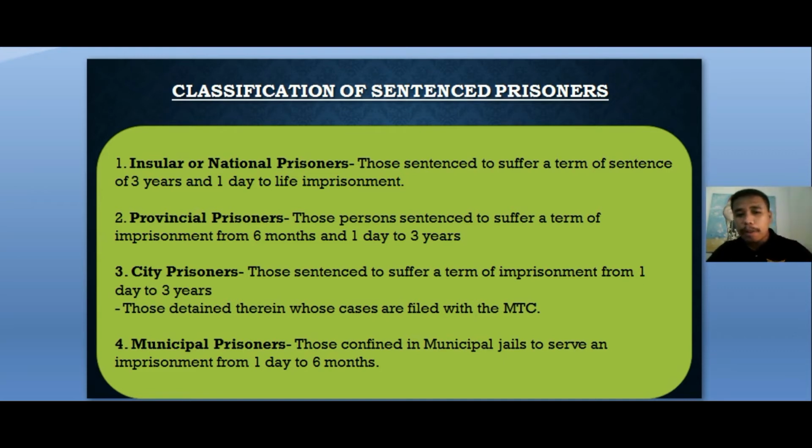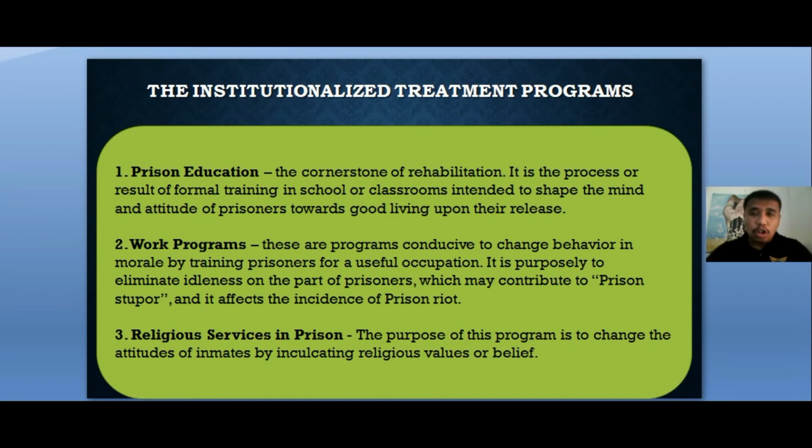If the person will be punished, like say for example, his punishment is 3 years and 6 months. If it is 3 years and 6 months, he is called an insular or national prisoner. So as I have stated a while ago, under the positivist or Italian school, the persons who have criminal behaviors are considered as sick individuals who need to be hospitalized. So the hospitalization entails a treatment program.